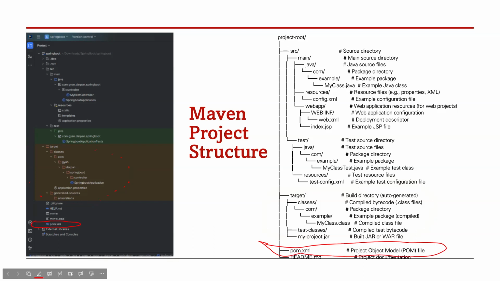pom.xml. The POM file defines the project's configuration, including dependencies, plugins, and other settings. It's a crucial file in Maven projects. readme.md. Documentation file providing information about the project, typically written in Markdown format.